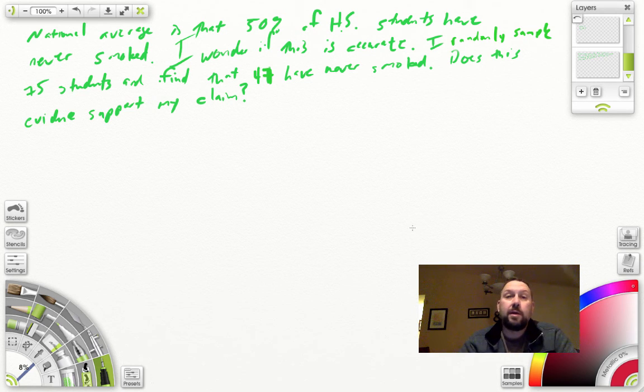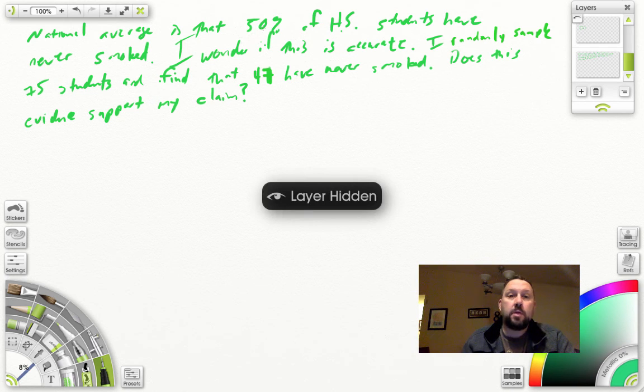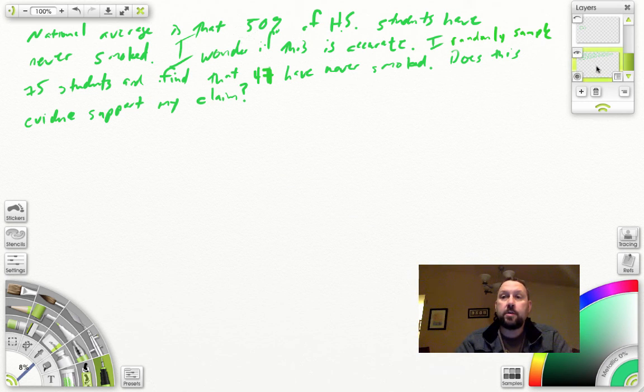So the first thing you have to identify is that it's a proportion test. In this case, it says the national average is that 50% of high school students have never smoked. Oftentimes that 50% is an indicator that this is a proportion test. But really what you're looking at is asking yourself, what are my variables? In this case, the variable is they have never smoked or they have smoked. There's only two possible outcomes, so this is a proportion scenario.